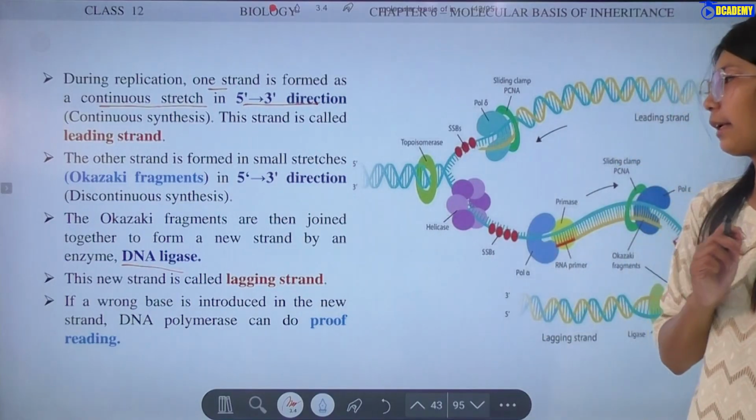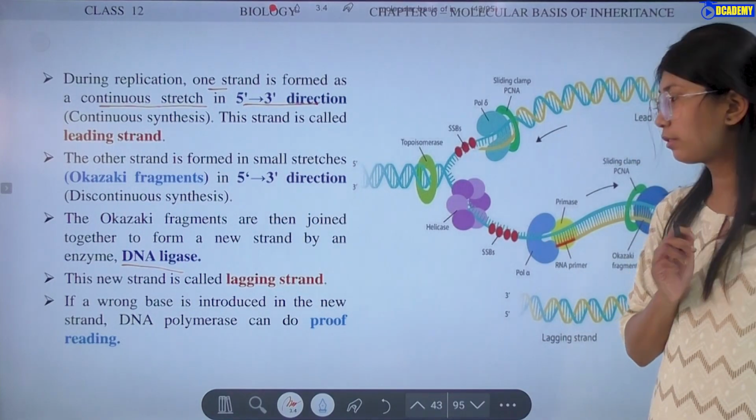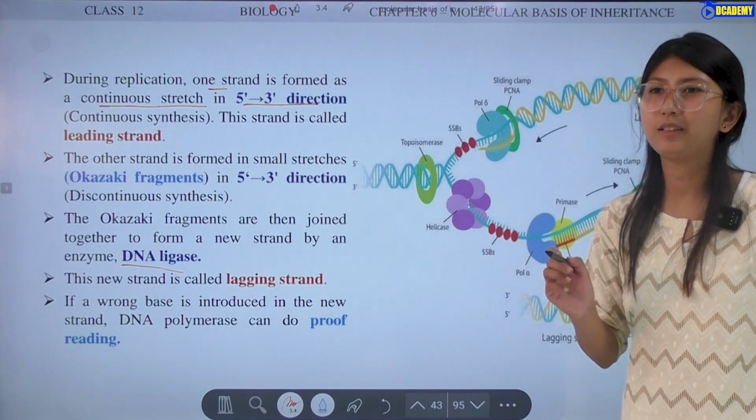The Okazaki fragments are then joined together to form a new strand by an enzyme called DNA ligase.